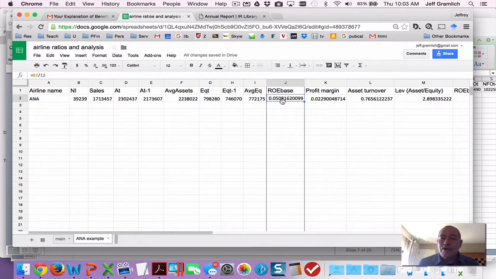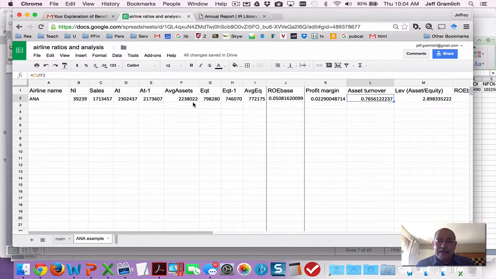Now, let's go on and do the basic Dupont. The profit margin is net income divided by sales. So that's going to be B divided by C. Net income divided by sales, B2 divided by C2. The asset turnover is going to be sales divided by average assets. So sales is C2 divided by F2, which is our average assets.